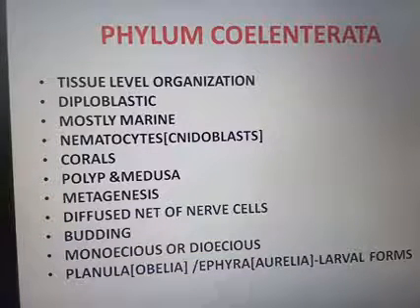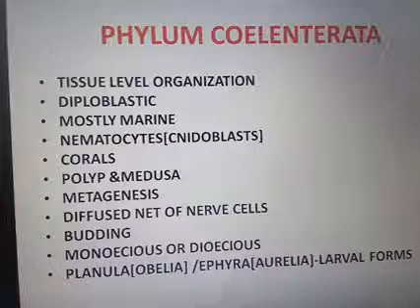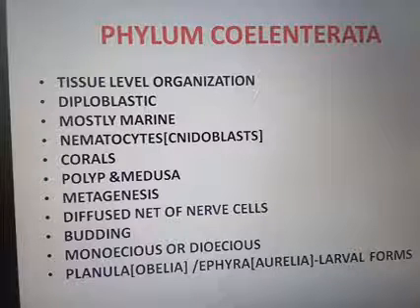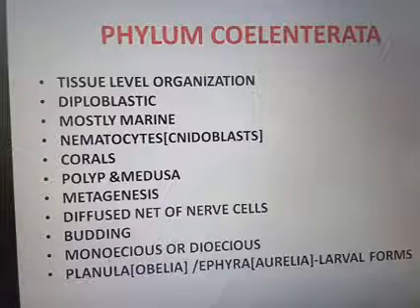Again, I am repeating the main points of phylum Coelenterata. Tissue level organization will be seen. The organisms are diploblastic and mostly marine. Nematocyst or cnidoblast will be present. The functions of this nematocyst are anchorage, food capture and defense. And the corals have a skeleton composed of calcium carbonate.